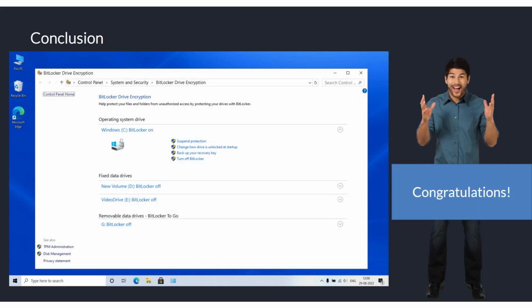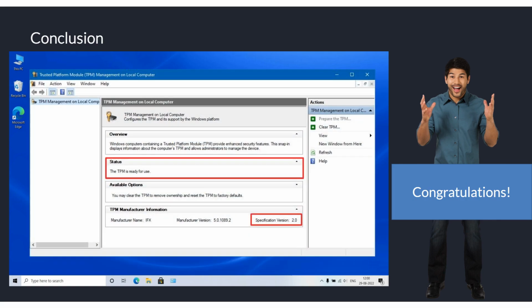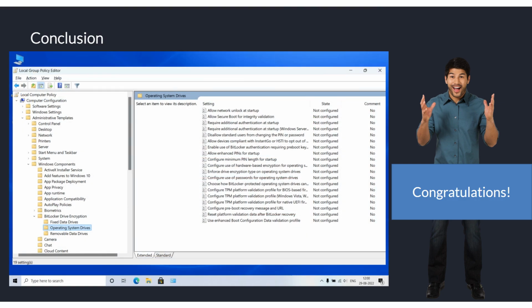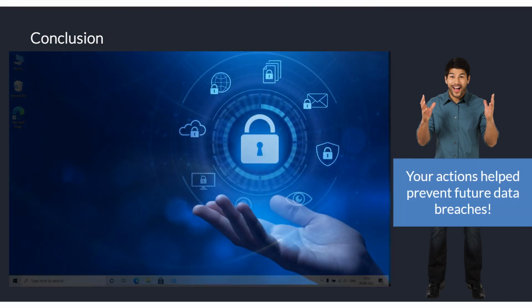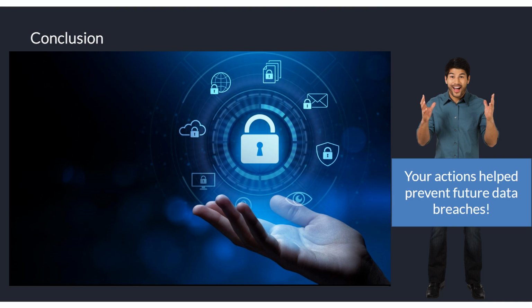Congratulations! You've successfully navigated enabling BitLocker encryption, resolving a TPM error, and configuring group policies to ensure full disk encryption. You're now better equipped for real-world IT roles where data protection is critical. Your actions have helped prevent future data breaches and demonstrated your ability to troubleshoot and solve security challenges independently.